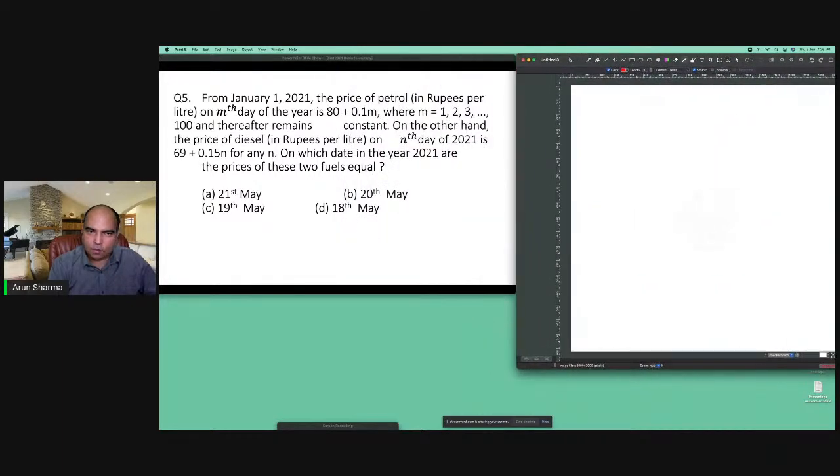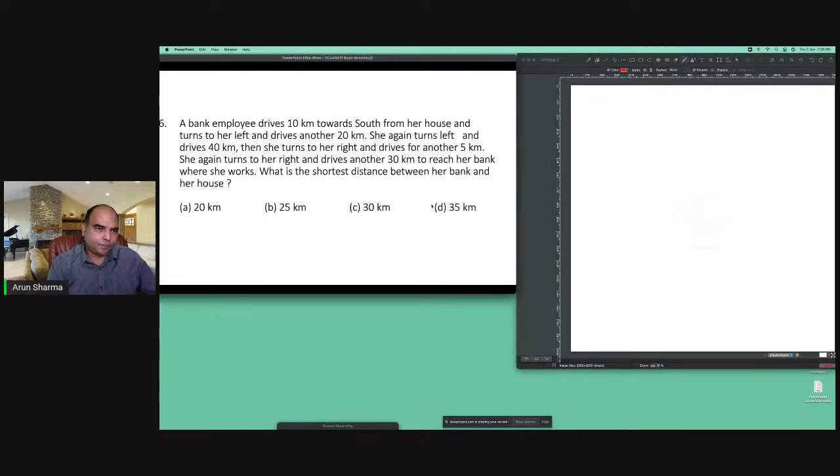Okay, next question now. I'm picking up the next question. A bank employee drives 10 kilometers south from a house and turns to a left. So this is more of a reasoning question. My typist has put it into the numeracy part. So don't worry, we'll still do this.